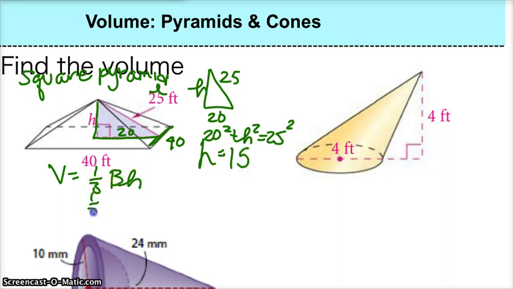So I'm going to do 1/3. The area of that bottom is 40 times 40, 40 squared, and the height is 15. Grab your calculator and type it out. I ended up with a volume of 8,000 feet to the 3rd power.